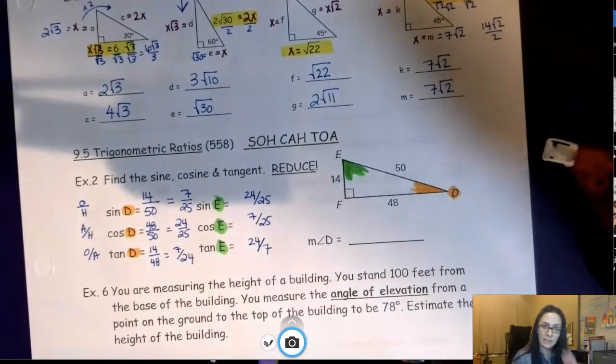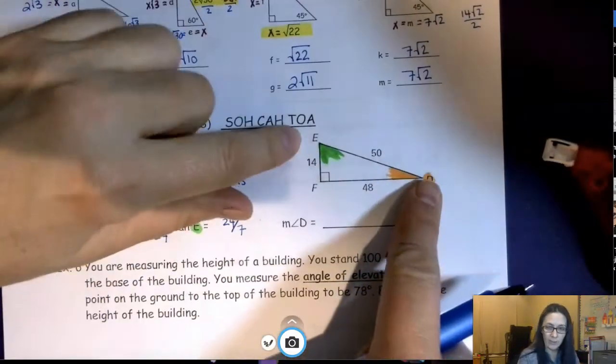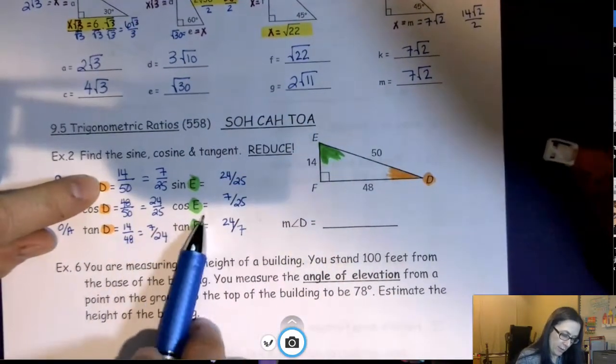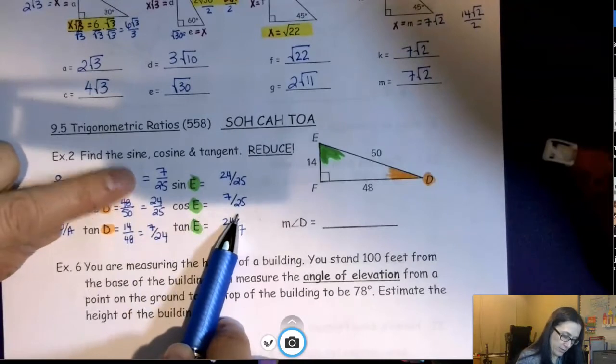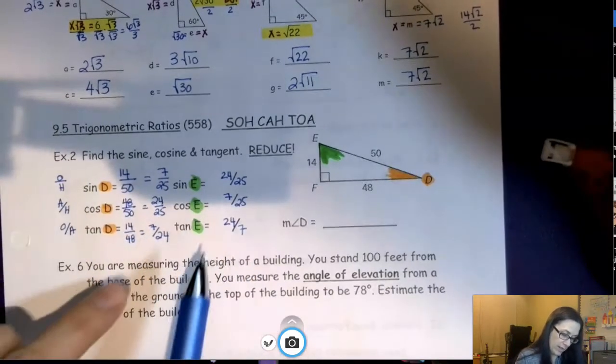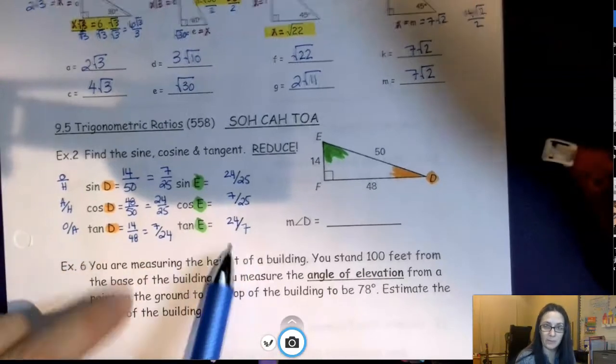Now what I always think is interesting is when you are finding the trig functions of opposite angles here, sine of D and cosine of E have to match. Cosine of D and sine of E will match, and your tangents will be reciprocals.